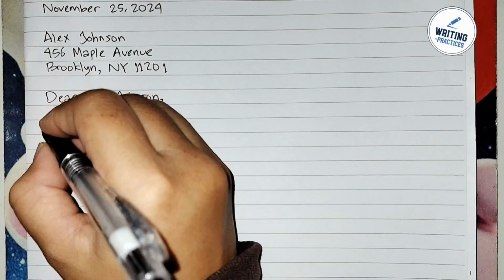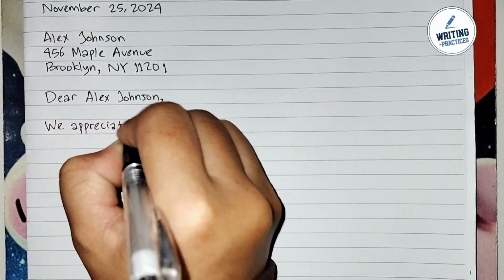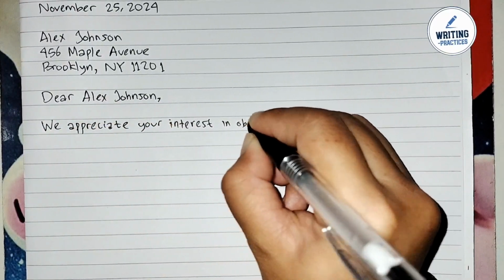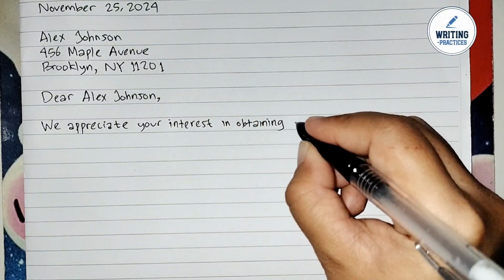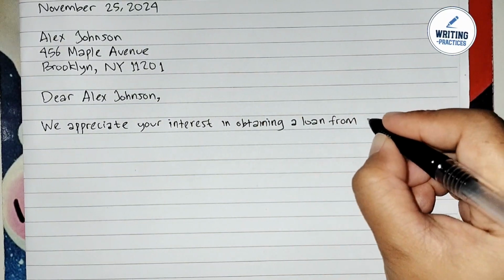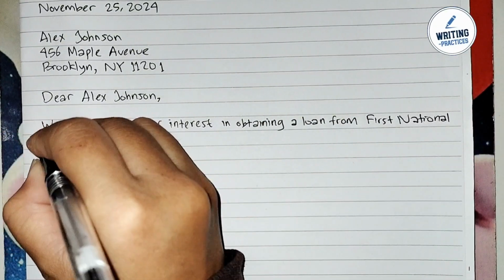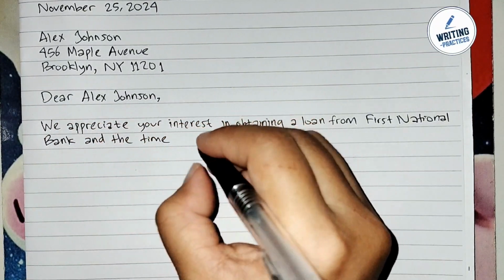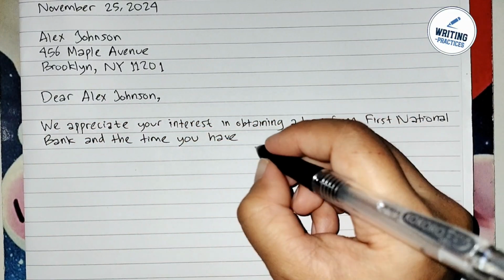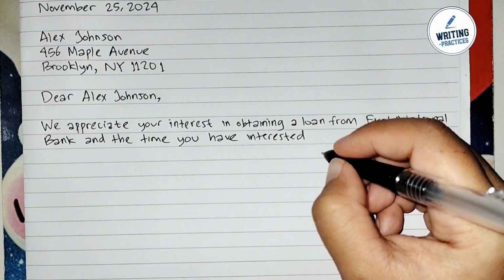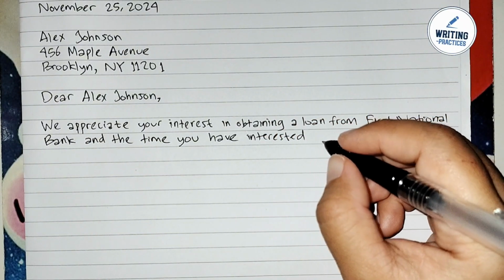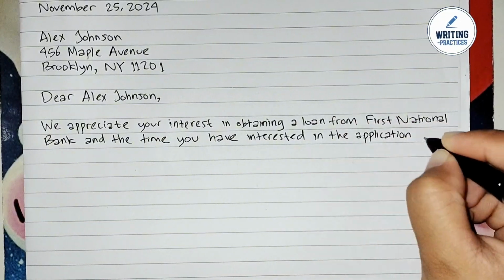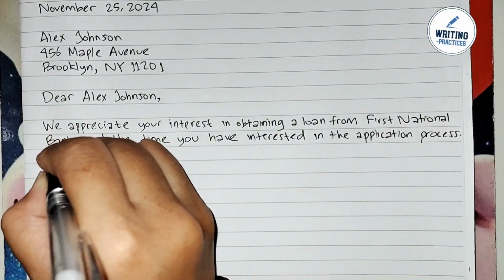In the first paragraph, which is introduction paragraph, this is where you write about acknowledgement of application. It means, you need to thank the applicant for their interest in the loan. Appreciate also for the time they invested in the application process. By doing this, of course, you need to mention the name of your organization or company. Here is the example how you write it. We appreciate your interest in obtaining a loan from First National Bank, and the time you have invested in the application process.